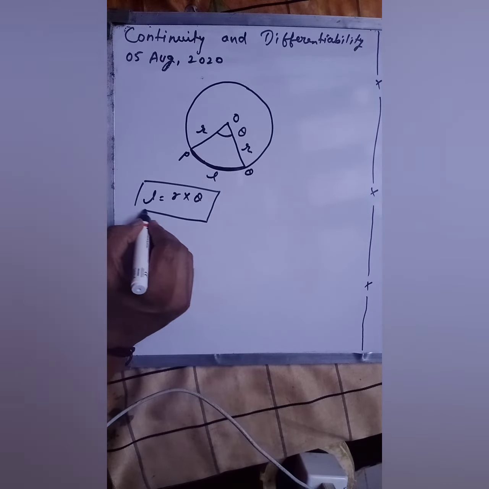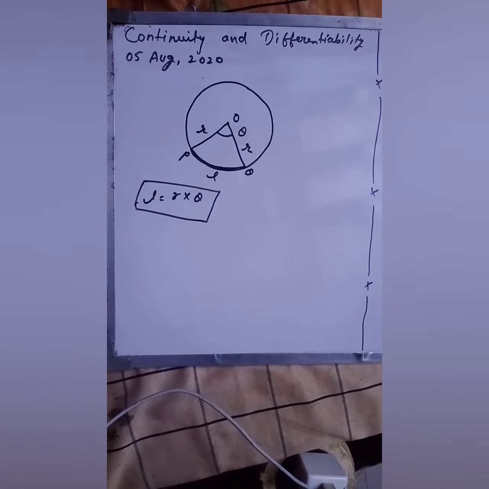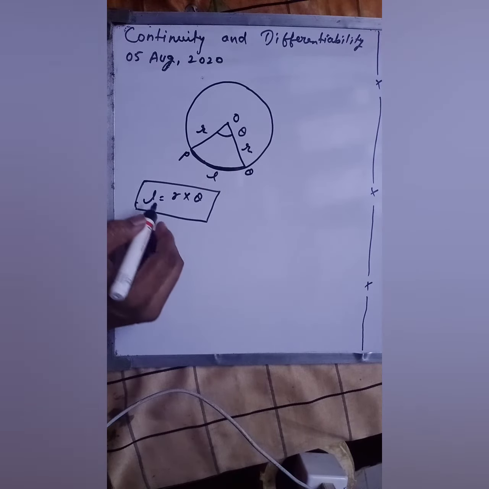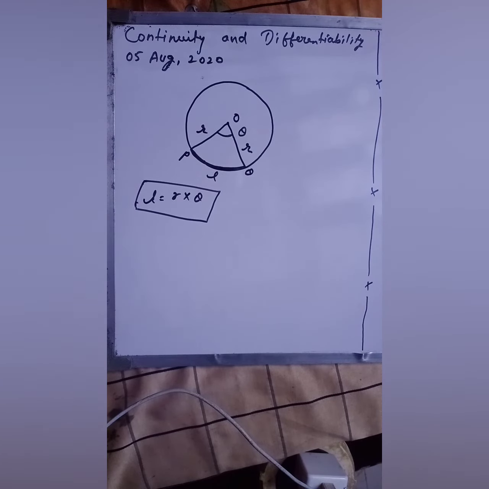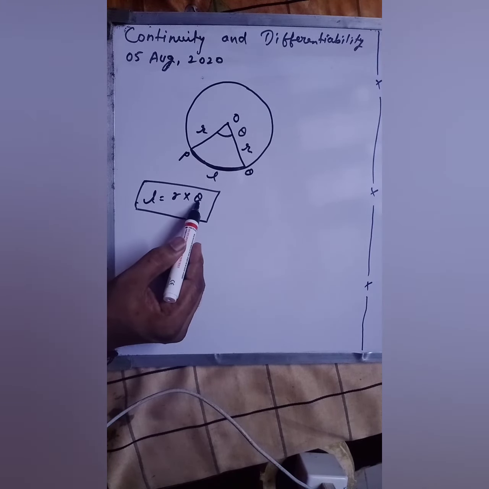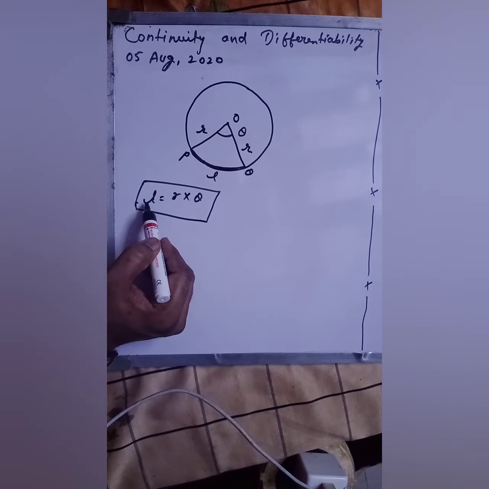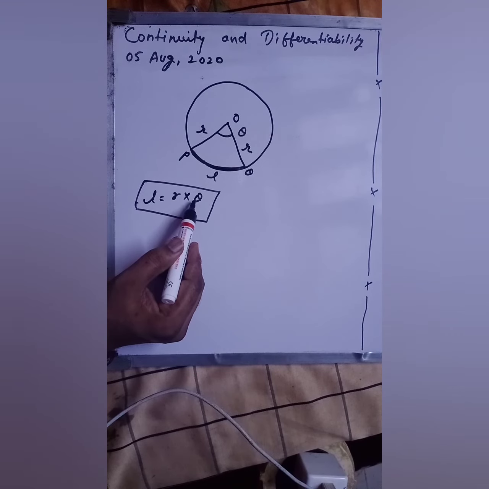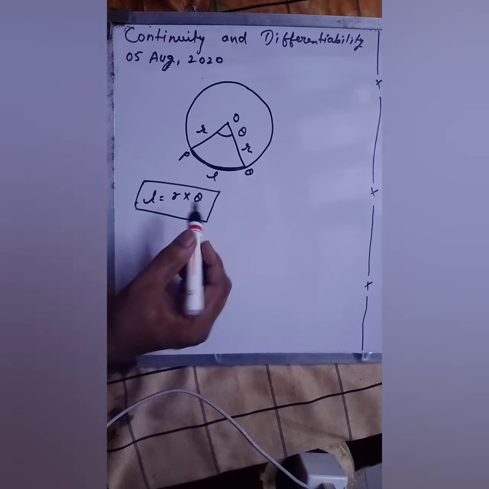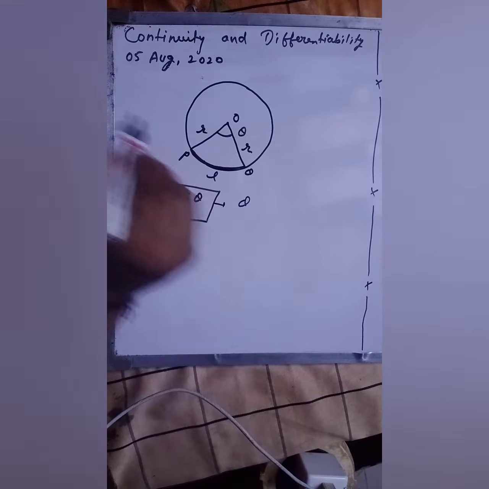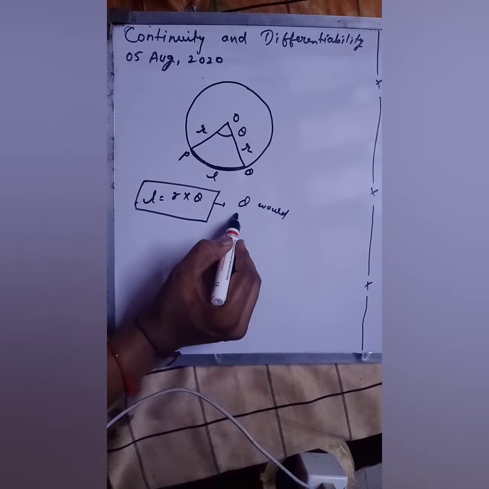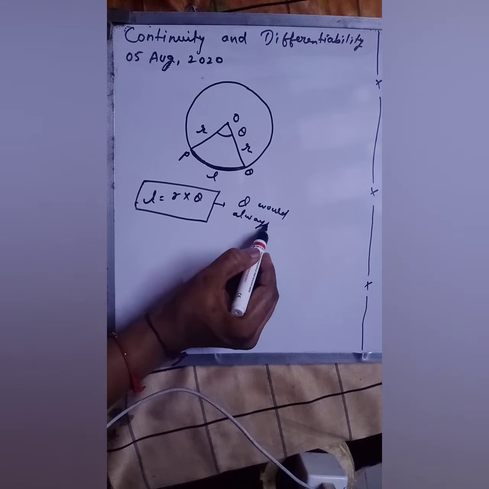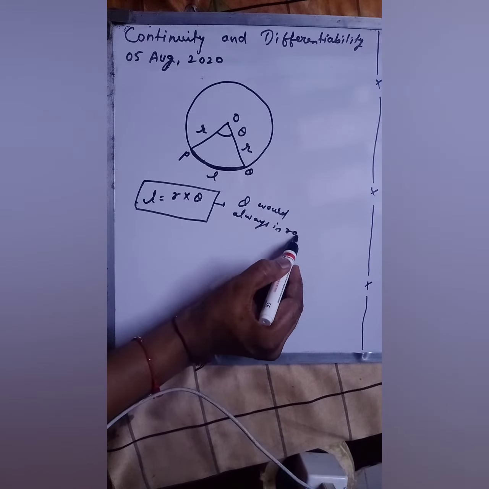So this is a relation which you have to learn. Got it? L is equal to r into theta. If theta is given and r is given, you can find out the length of the arc. If L is given and r is given, you can calculate the angle theta. And when you use this formula, your theta angle would always be in radians, not in degrees.